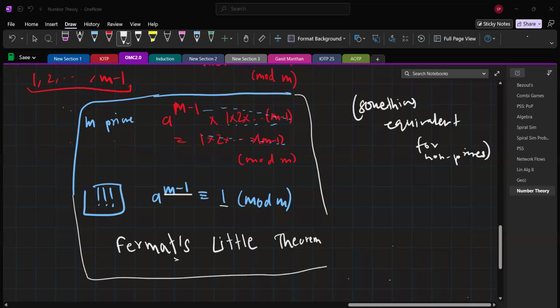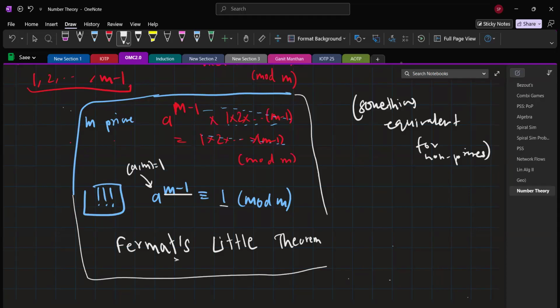Like in FLT, he's asking if we can multiply by a on both sides. Yeah. For this, we were also assuming the GCD of a and m is 1. So instead, what we can also do is say m is prime, which is very important. Then we can multiply both sides by a and get a to the m is congruent to a mod m.